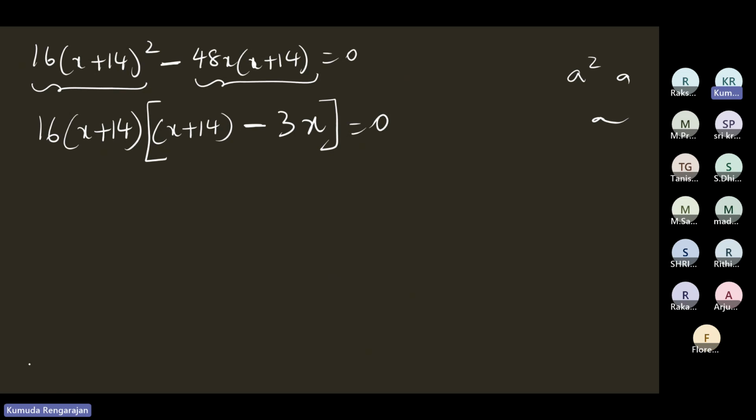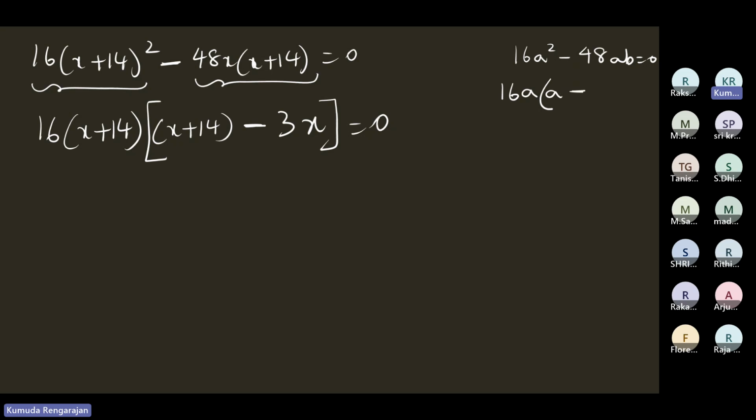See, it's like this. Supposing you had 16a square minus 48ab is equal to 0. So between 16 and 48, 16 is common. Between a square and a, a is common. So open bracket: 16a into a is 16a square, minus 16 into 3 is 48. A is already there. So that b you should put, is equal to 0.